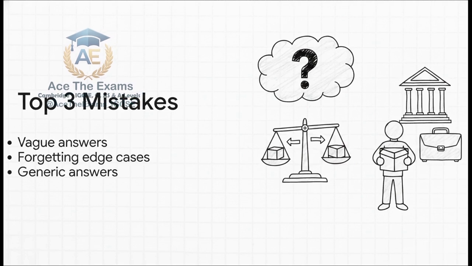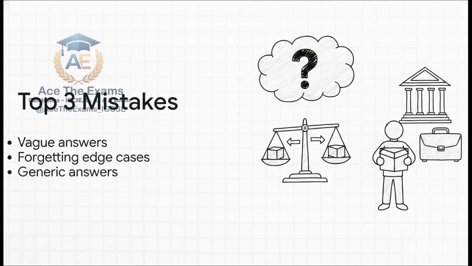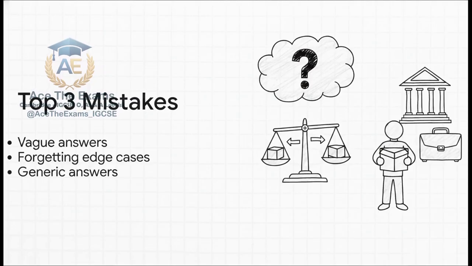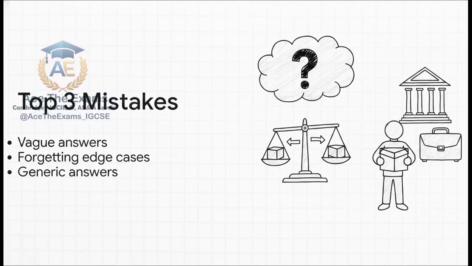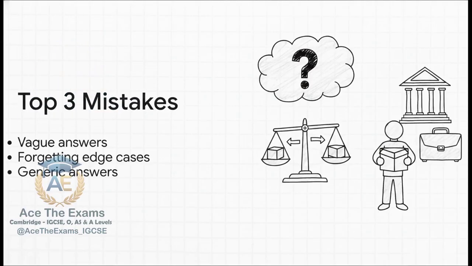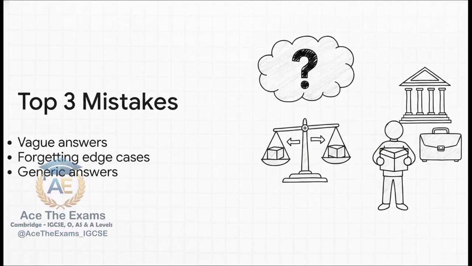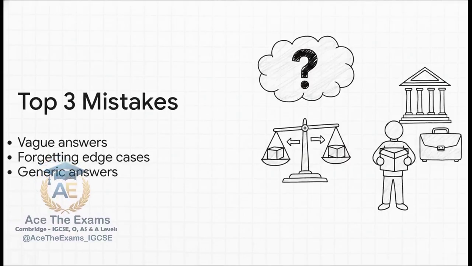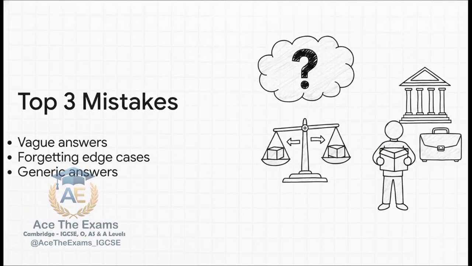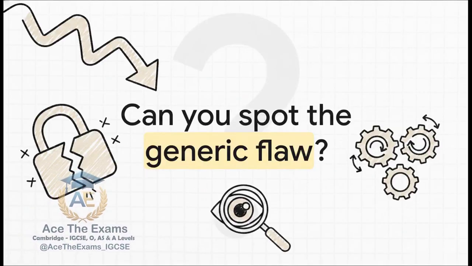See the difference? Trap number 2: forgetting that a checksum cannot detect transposition errors if the swapped bytes have the same numerical sum. And trap number 3: ignoring the scenario entirely. If the question is about a bank transferring financial records, your answer must reference financial records, not just generic data packets. Let's do a quick find-the-flaw challenge right here.